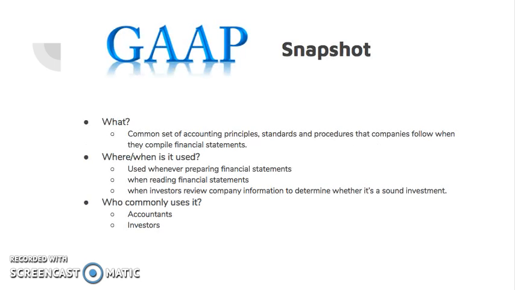A quick snapshot of GAAP is that GAAP is a common set of accounting principles, standards, and procedures that companies follow when they compile financial statements. When and where is it used? It's used whenever you're preparing financial statements, when you're reading financial statements, and when investors review company information to determine whether it's a sound investment.